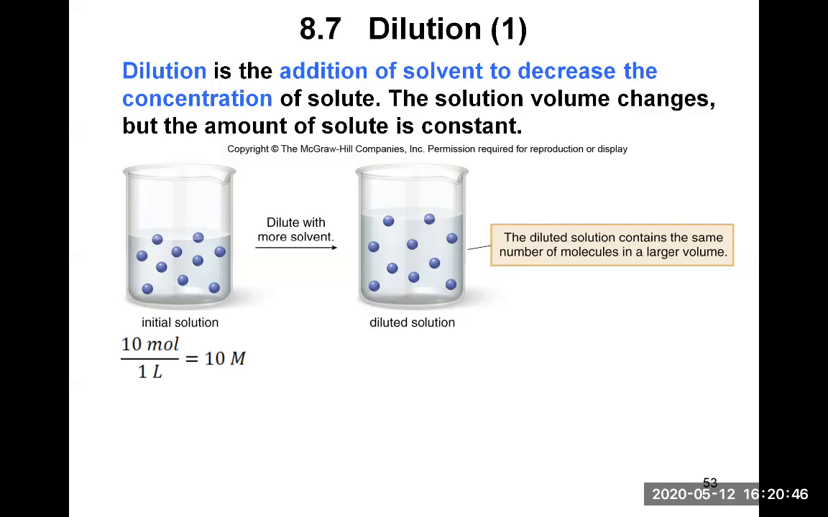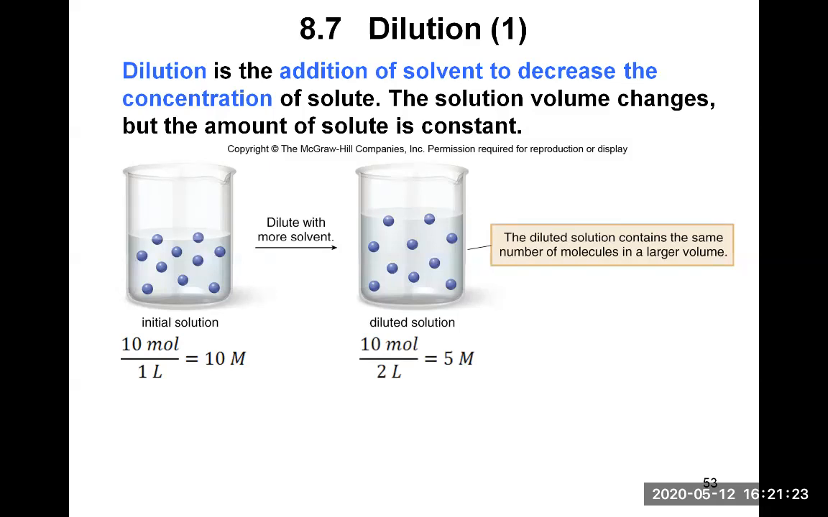Now, let's say we are adding more solvent into that beaker, and we double the amount of solvent and increase the volume of the solution to 2 liters. And we didn't add any solute, so we still have 10 particles. If you count the spheres here, you have 10 moles of solute, but this time the volume is 2 liters. So if we calculate the molarity, we have 10 moles of solute over 2 liters of solution, and the molarity is 5 molar.